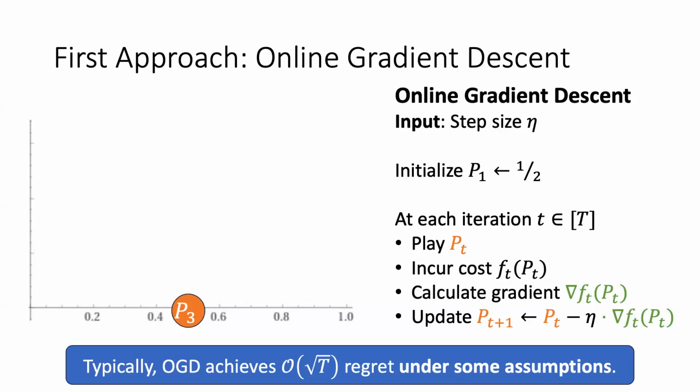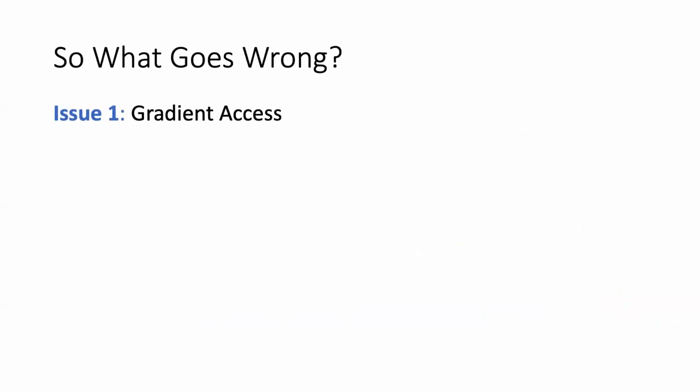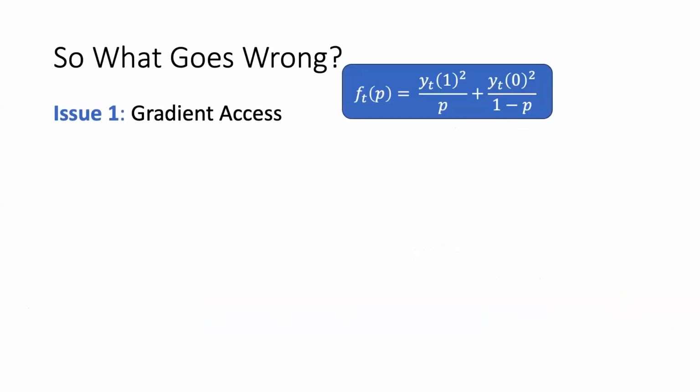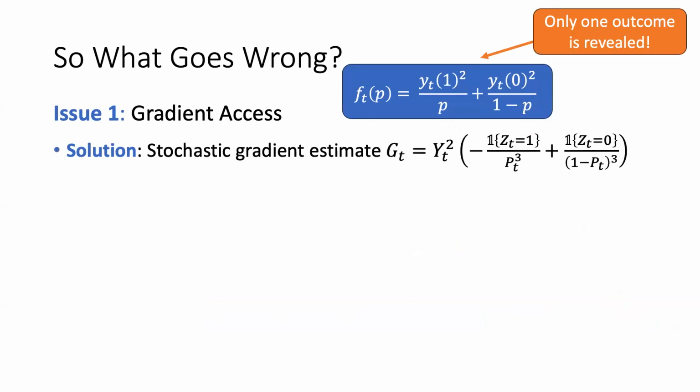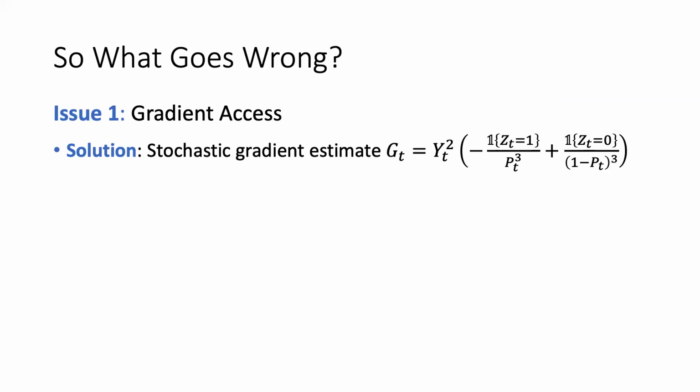And as you had mentioned, it typically gets square root T regret, but under some assumptions. Those aren't satisfied here, namely that the gradient is bounded. So let me show you what goes wrong. The gradient is not bounded here. So what goes wrong? First issue, a mild one, gradient access. There's this function here that depends on the outcomes, and so its gradient depends on the outcomes. So we can't know the whole gradient because only one of these outcomes is going to be revealed, but we can do stochastic gradient estimates here. So that's not too big of a problem. That's totally fine. The real problem is this unbounded cost.